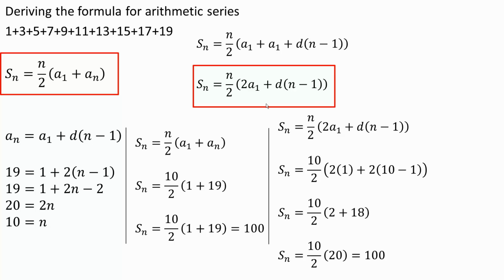Likewise, if I want to use this formula instead, I can do that too. So n is 10. 10 divided by 2, parentheses, 2 times a sub 1. A sub 1 is 1. Plus d is 2, increasing by 2 each time, 2, parentheses, n minus 1, and we know n is 10, so 10 minus 1, close parentheses. So 10 minus 1 is 9, 9 times 2 is 18, 2 times 1 is 2, so 2 plus 18 is 20, 20 divided by 2 is 10, 10 times 10 is 100, and so it's also a match.